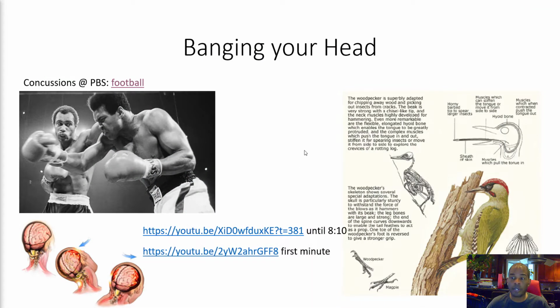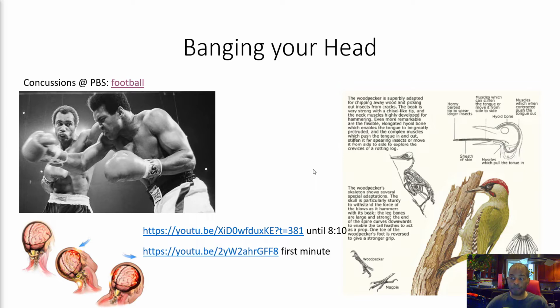Unlike us, there are animals that do have adaptations. They can bang their head over and over and over again. The woodpecker. Think about a bird and all the adaptations it has just to fly. It's got hollow bones. That's an adaptation compared to our solid bones. It has feathers that help it be a little bit lighter and fly. It has a bill that allows it to go underneath the bark and find insects and worms.